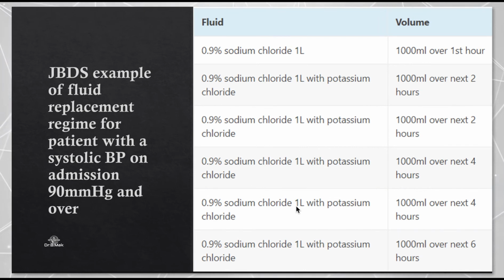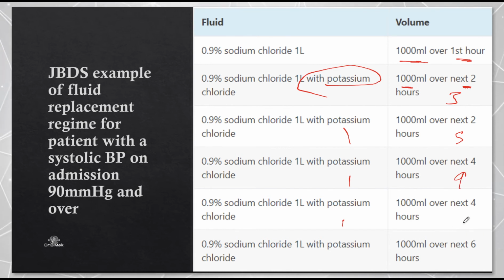So that's the Joint British Diabetes Society example of fluid replacement regime for patients with a systolic blood pressure on admission of 90 millimeters of mercury and over. And so you're going to have 1 liter over the first hour, and then 1 liter over the next 2 hours. So now we have a total of 3 hours, and then 1 liter over the next 2 hours. Now we have a total of 5 hours, and 1 liter over the next 4 hours. So that's 9 hours total.